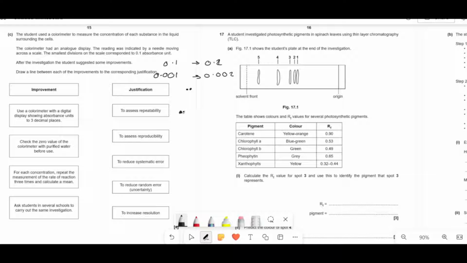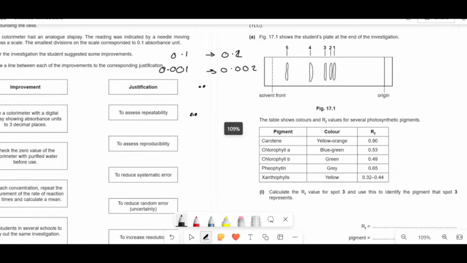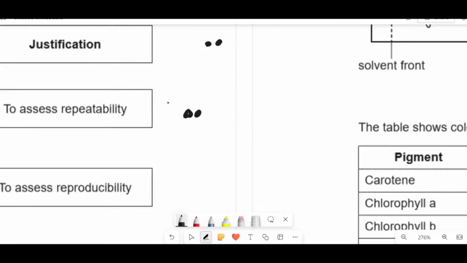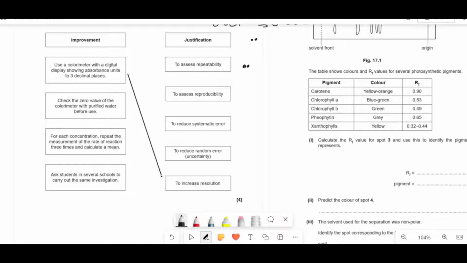So for example, if I draw these 2 circles here like that, if I zoom out really, really, really far, it looks like they're touching, but if I zoom in really, really, really far, you can tell they are separate. So you can tell these 2 apart, which means you have a higher resolution. So in this case, it's got to be to increase resolution here.